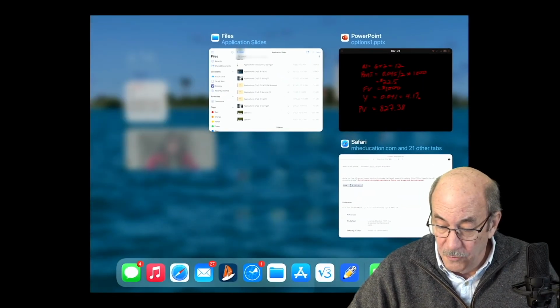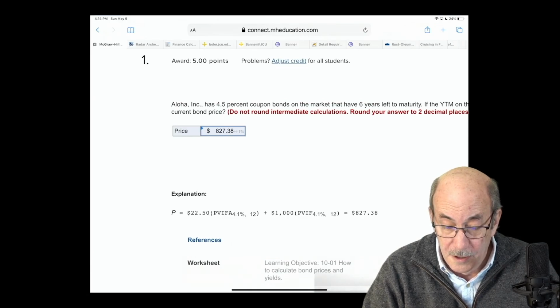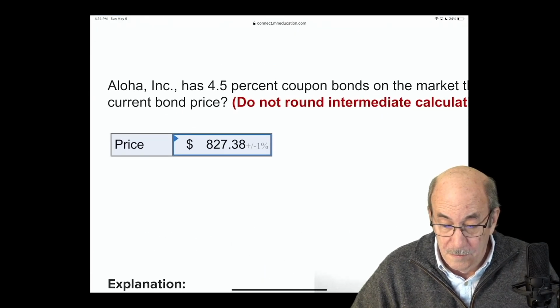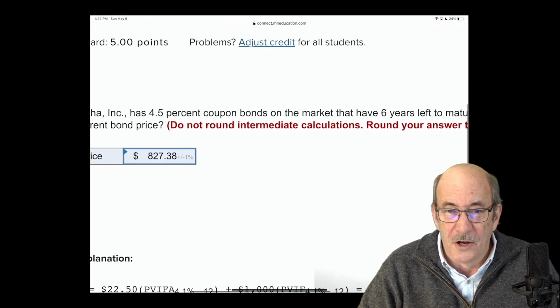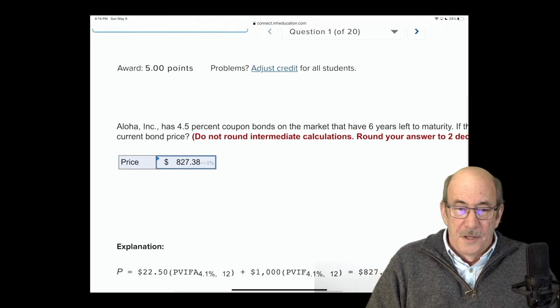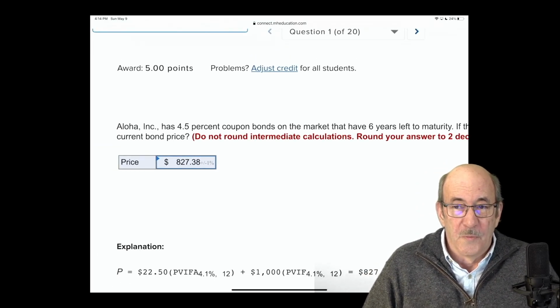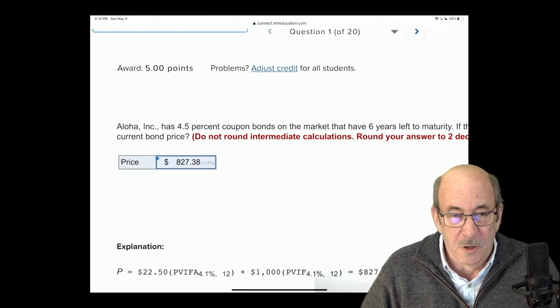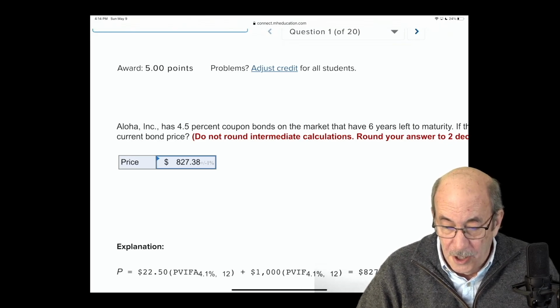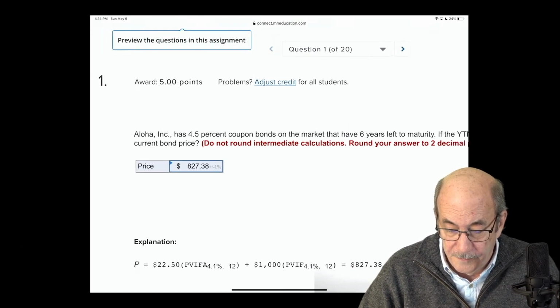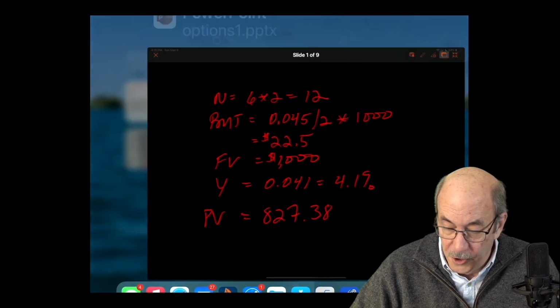Is that what you got when you worked that problem? Yeah, and there we go. The test is going to be all multiple choice, so you're just going to be looking for the answer. Now, another way to get to that, we could use a formula.